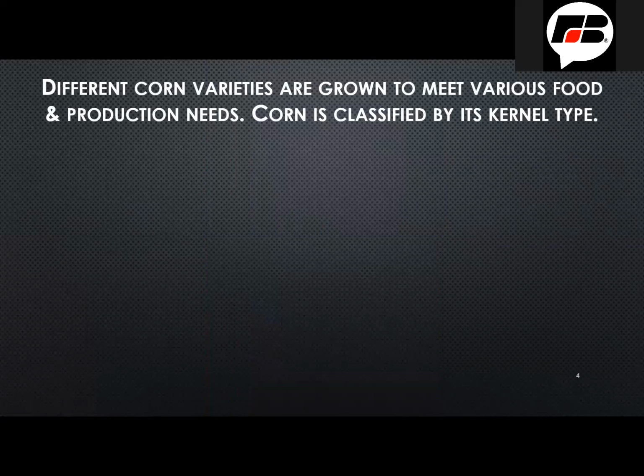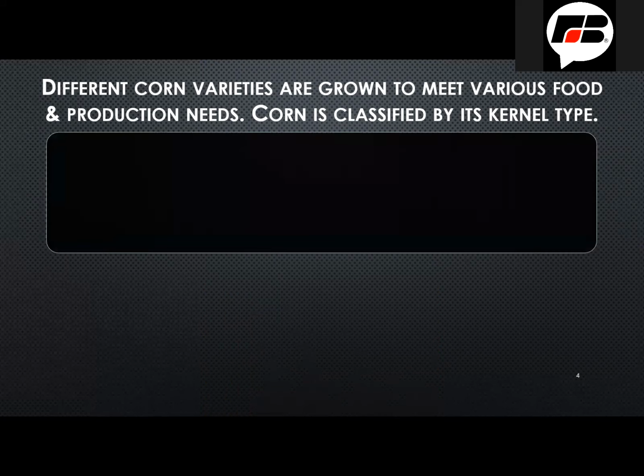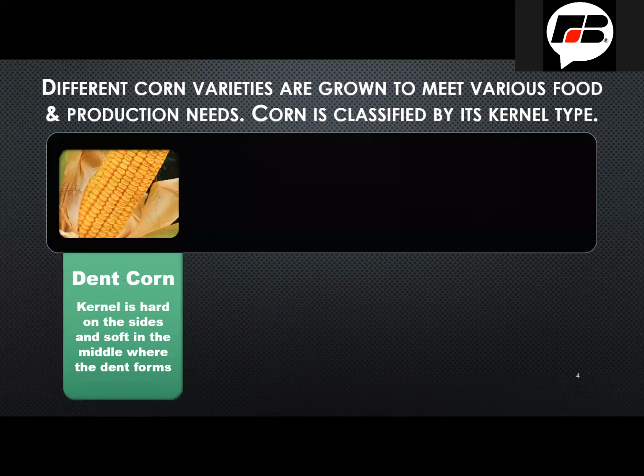In Nebraska, we raise 4 different types of corn primarily. Corn is grown to meet various food and production needs. And corn is classified by its kernel type. We have dent corn. This corn kernel is a hard kernel on the sides and soft in the middle where the dent forms. It is called dent corn because if you look closely in these pictures, there's little tiny dents in the kernel.